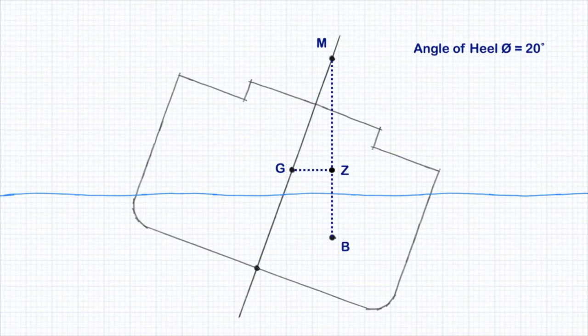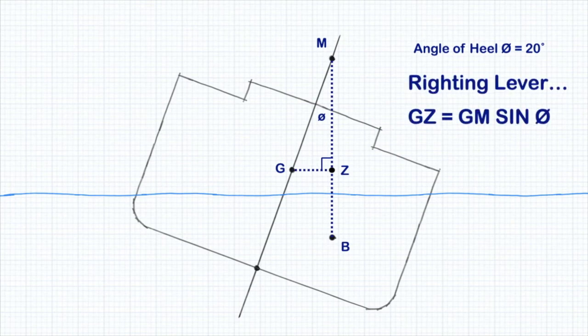Calculating the righting lever is really just a simple trig calculation. You can see that these reference points form a right-angled triangle with GM as the hypotenuse and GZ as the opposite side to the angle of heel. If you rearrange the sine function to solve for GZ, you get the formula GZ equals GM times the sine of the angle of the heel, or theta. This formula is widely used to calculate the righting levers for various angles of heel, as long as you know the value of the ship's GM.